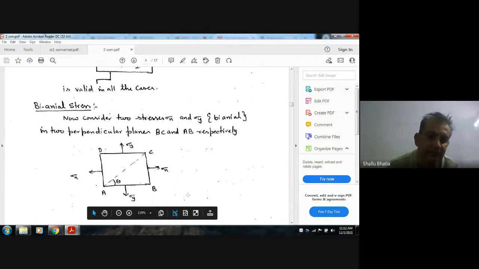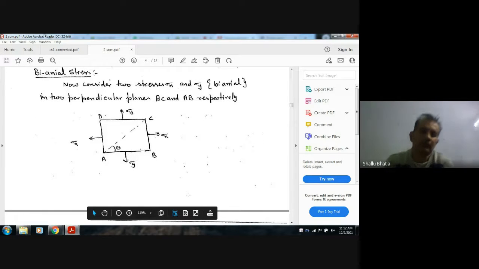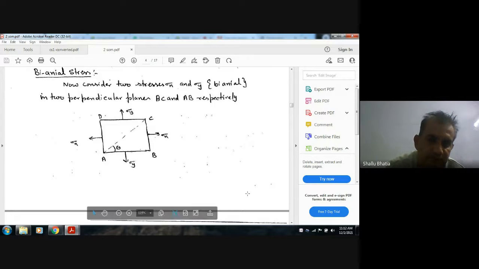Now, the next case is biaxial stress. In biaxial stress, the stress acts in two directions, in the x direction and in the y direction. So this is sigma x, the stress acting in the x direction, and this is sigma y, the stress acting in the y direction. It can be written as sigma xx and sigma yy.